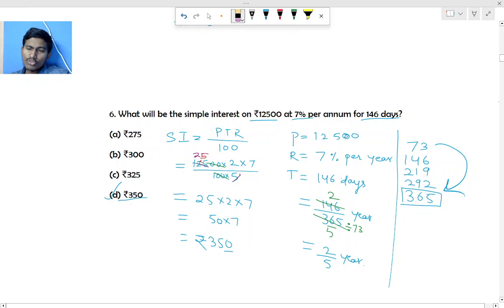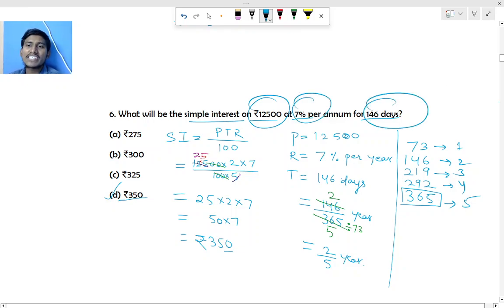Okay, now 73 ones are 73, 73 twos are 146, 73 threes are 219, 73 fours are how much? 292. 73 fives is how much? 365. Okay, because it is given in days, right? So the question is what? The simple interest on 12,500 at 7% per annum for 146 days. Great. So this is the question.